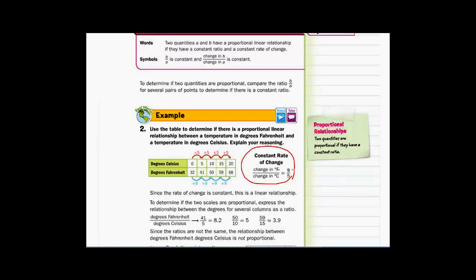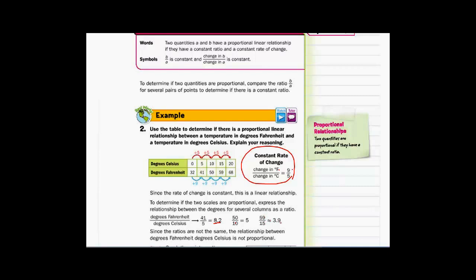So this is, in fact, linear. But we're going to talk about, is it proportionally linear? Proportion means it's going to have the same ratio every time. So if we look at this example, 32 over 0, 41 over 5, 50 over 10, 59 over 15. If I put 41 over 5 and divide, I get 8.2. 50 over 10, you get 5. 59 over 15, you get about 3.9.